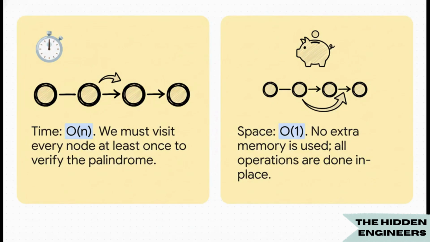This little table really shows why this solution is just optimal. The time complexity is O of n, and honestly, you can't get better than that. You have to look at every node, right? But the real magic? O of 1 space. We solved a tough problem just by shuffling pointers around, without using a single bit of extra memory.